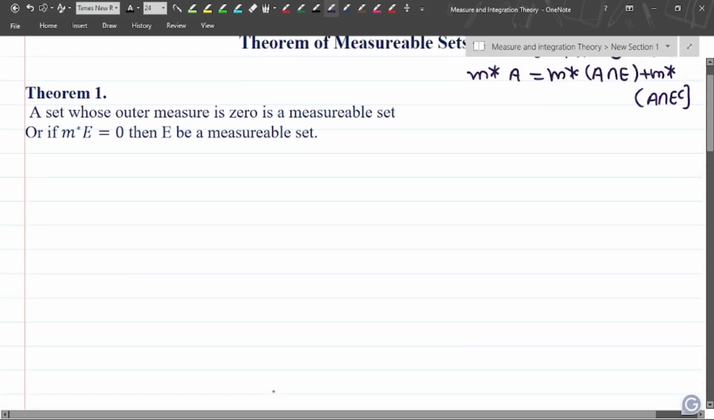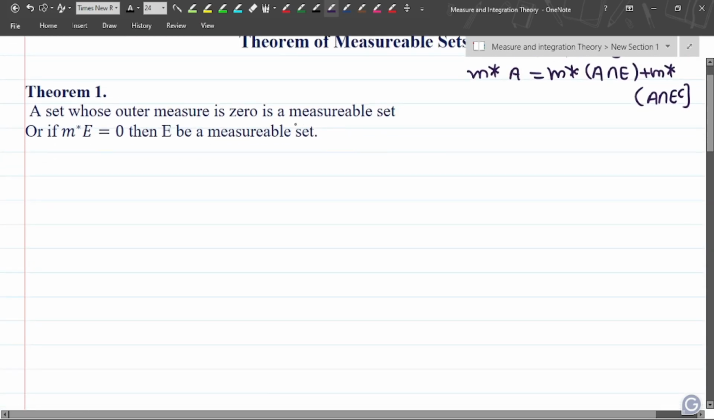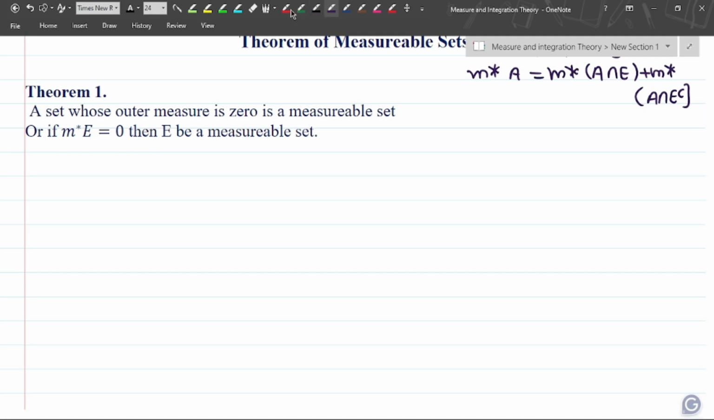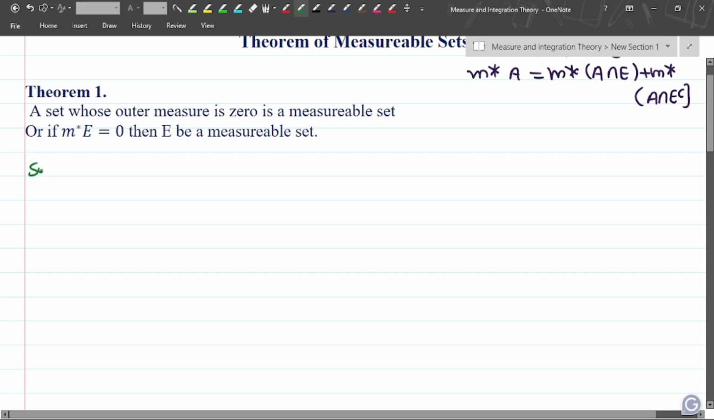So the first theorem we have is that a set whose outer measure is 0 is a measurable set. That is the statement: if the outer measure of E is 0, then E is a measurable set. That we have to prove. Now we are going to prove this.